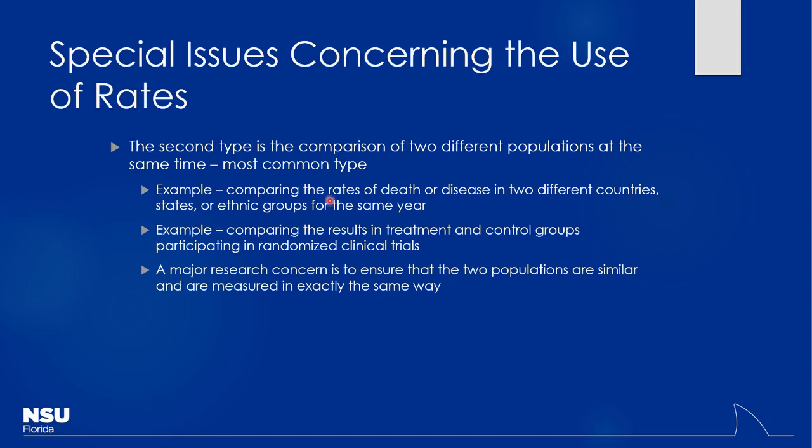So for example, if we want to compare the rates of death or disease in 2 different countries, or say different ethnic groups during the same time, we can start to make those comparisons there, right? Or say we want to compare the results of treatment between treatment and control groups. So say we wanted to do a randomized controlled trial, that could be an example of comparing the rates between the control group and the treatment group. And again, this is why a lot of major research is focusing on this, looking at 2 populations that are similar, and making sure they're measured in exactly the same way, and that makes it an even better comparison of those rates there.